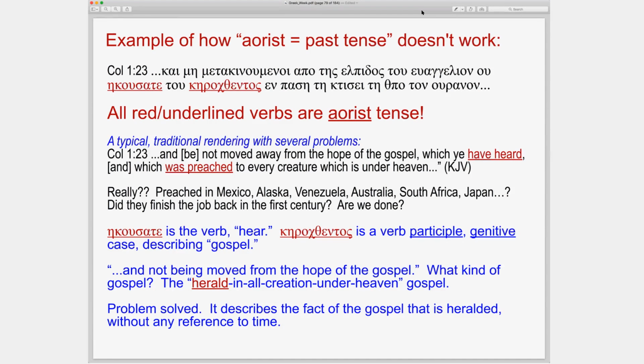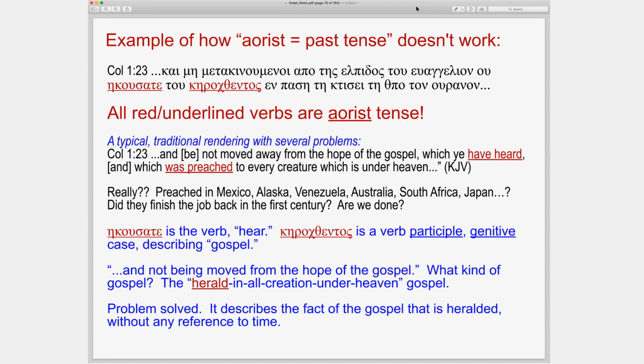Now, just to drive this home a little bit more, an example of how the aorist translated into past tense doesn't work, because the aorist can also be done in the imperative. Oh, I'm sorry. I jumped a slide. I'm going to read my own slide. Okay. How it doesn't work. Remember the Colossians 1:23 example. And this is the second of three instances that I'll describe.